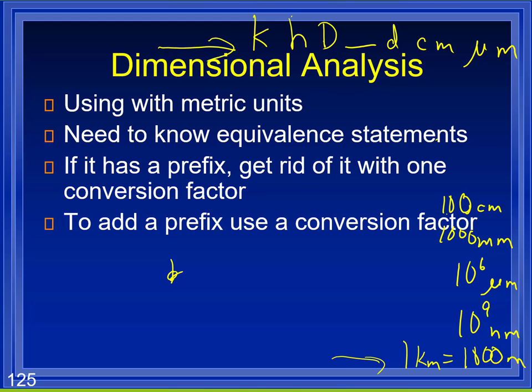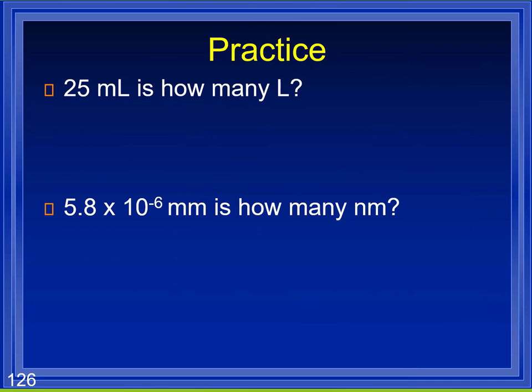So, let me erase all my math. Okay, 25 milliliters is how many liters? First thing I do is write down what they give me. 25 milliliters. And I focus on the units. I'm going to use a conversion factor because all I want to do is convert. What unit do I want to get rid of? Well, that would be milliliters. Where would I have to put milliliters so it'll cancel out? Well, milliliters would have to go on the bottom.